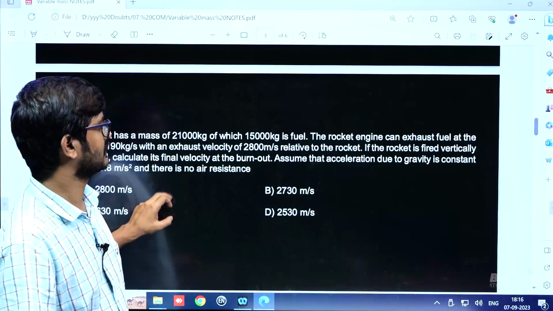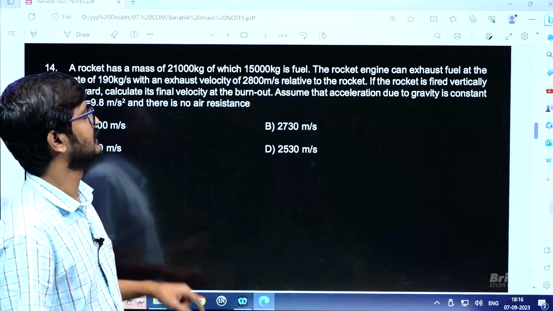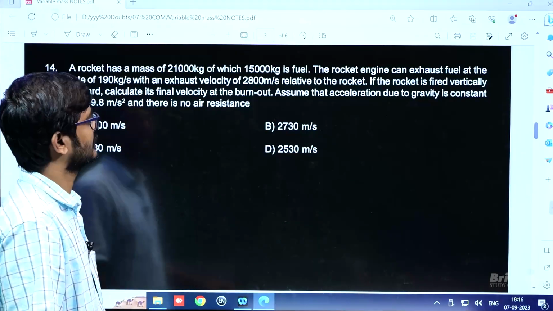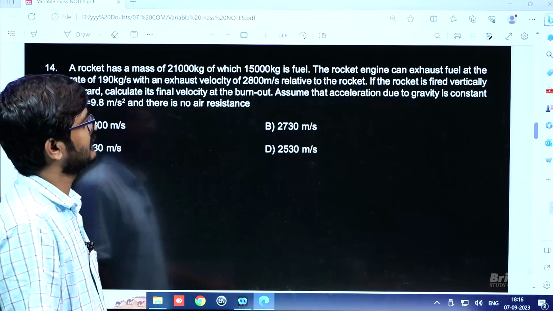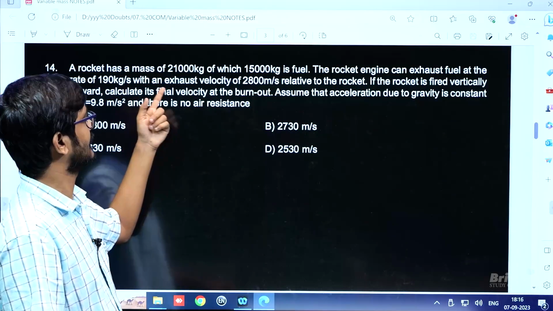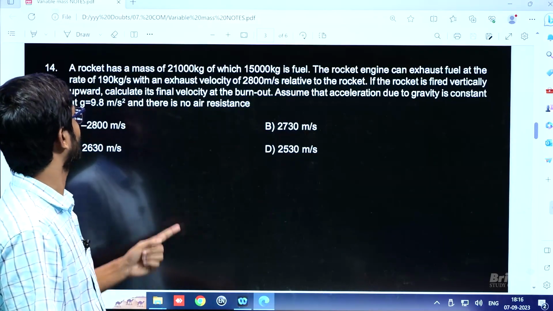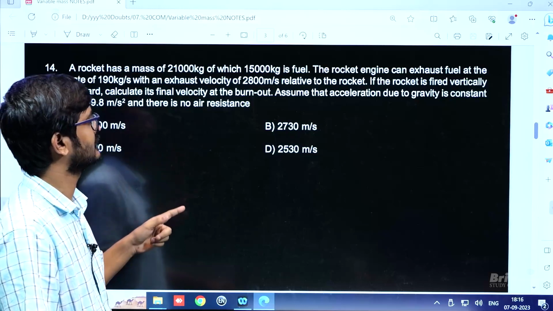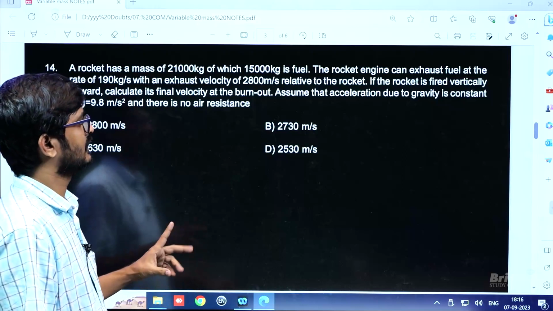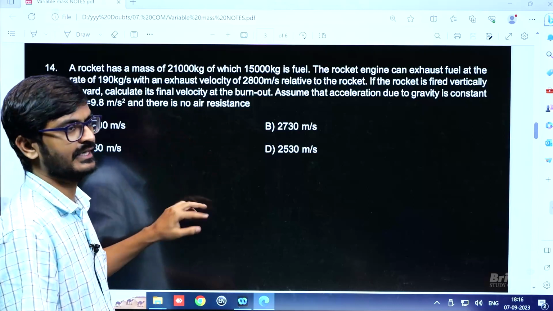Now, going to the next question. A rocket has a mass of 21,000 kg, of which 15,000 kg is fuel. So the rocket's body mass is 6,000 kg. The rocket engine can exhaust fuel at a rate of 190 kg per second with an exhaust velocity of 2,800 meters per second relative to the rocket. If the rocket is fired vertically upwards, calculate its final velocity at burnout. Burnout means the entire fuel is consumed. Assume that the acceleration due to gravity is constant, that is g is 9.8, and there is no air resistance.